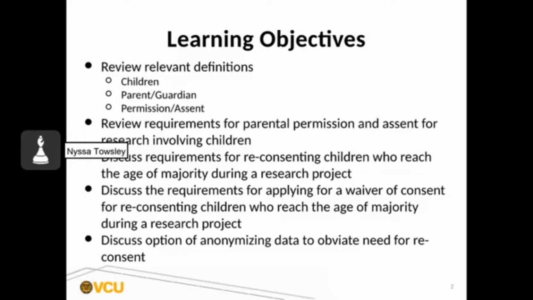In this video, we're going to review relevant definitions, including definitions of children, parent and guardian, and permission and assent. We'll review requirements for parental permission and assent for research involving children. We'll discuss requirements for reconsenting children who reach the age of majority during a research project. We'll also discuss the requirements for applying for a waiver of consent, as well as discussing options for anonymizing data to obviate the need for reconsent.